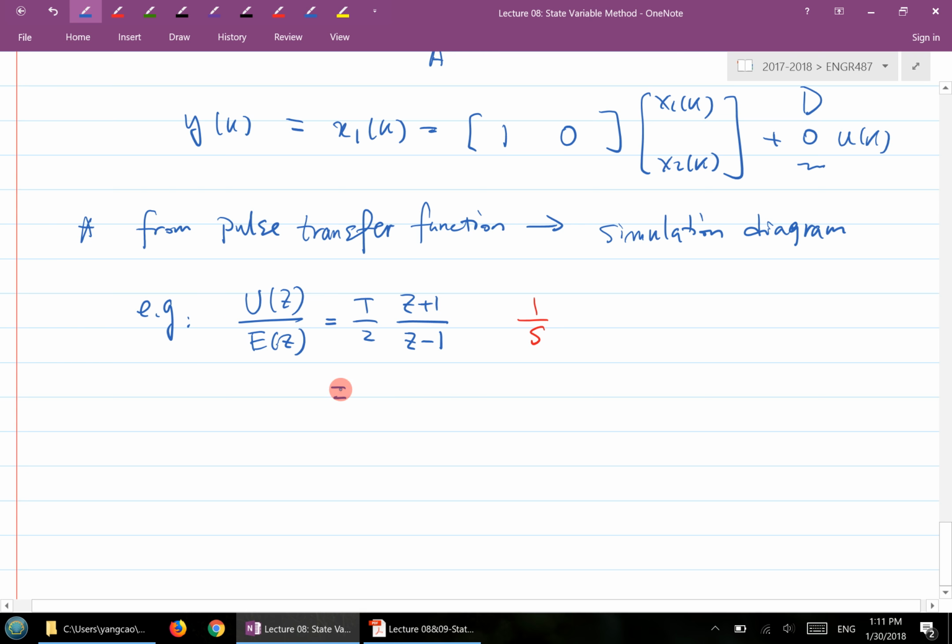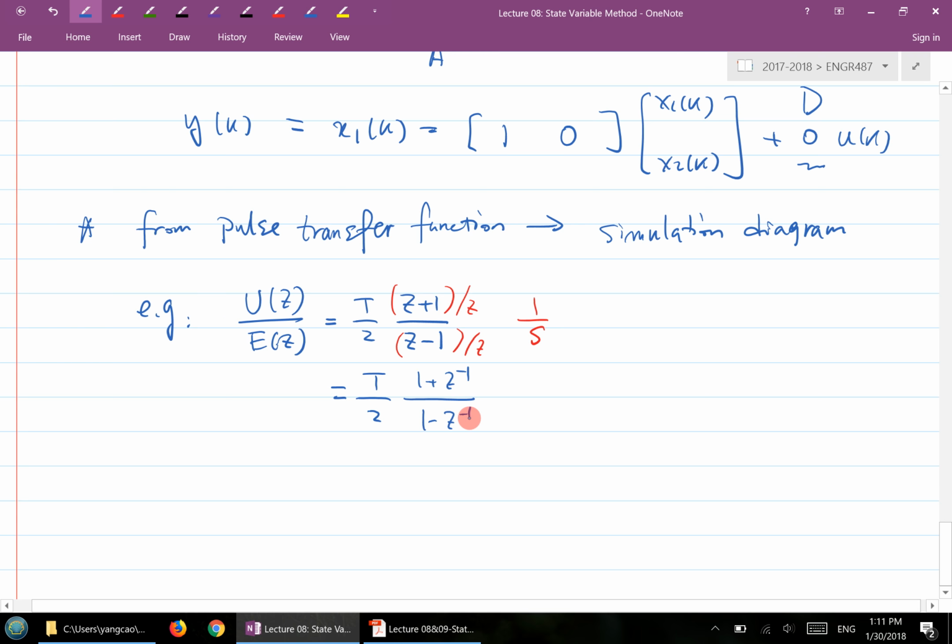To draw a simulation diagram, what you have to do first is to rewrite this pulse transfer function into the z to the power of negative coefficient format. Here you divide by z for both the numerator and the denominator. Then you'll obtain the same pulse transfer function, but now in the z to the power negative format.